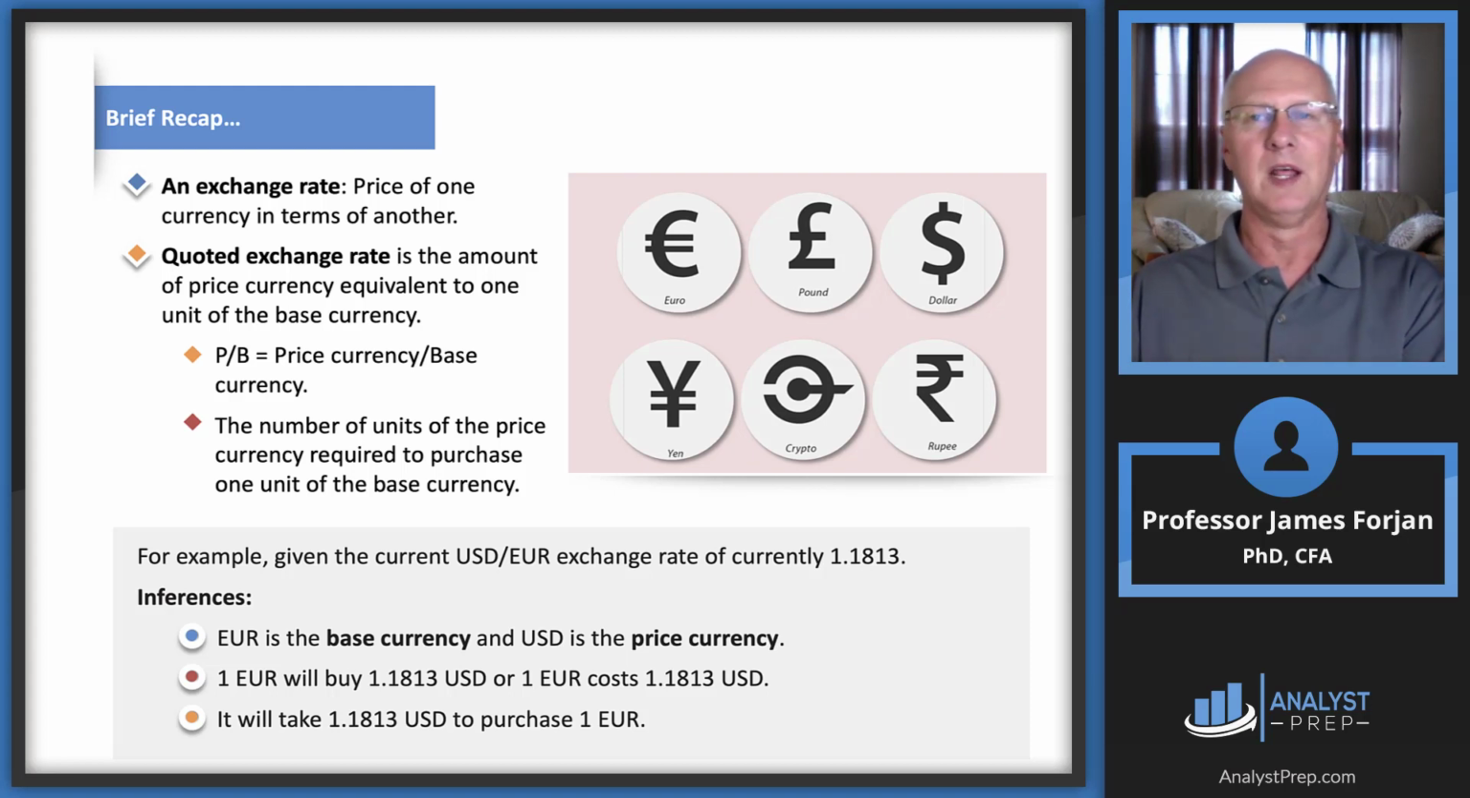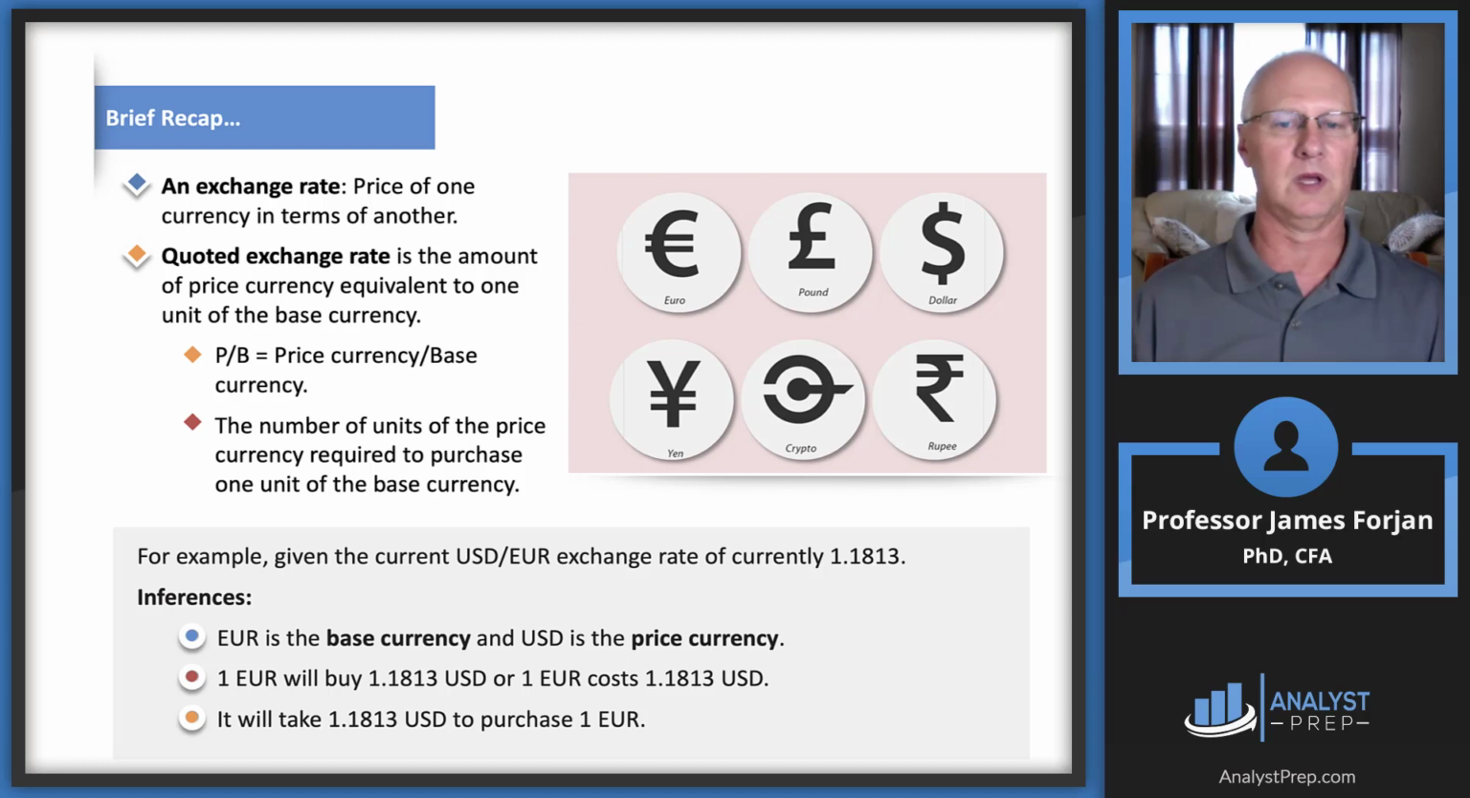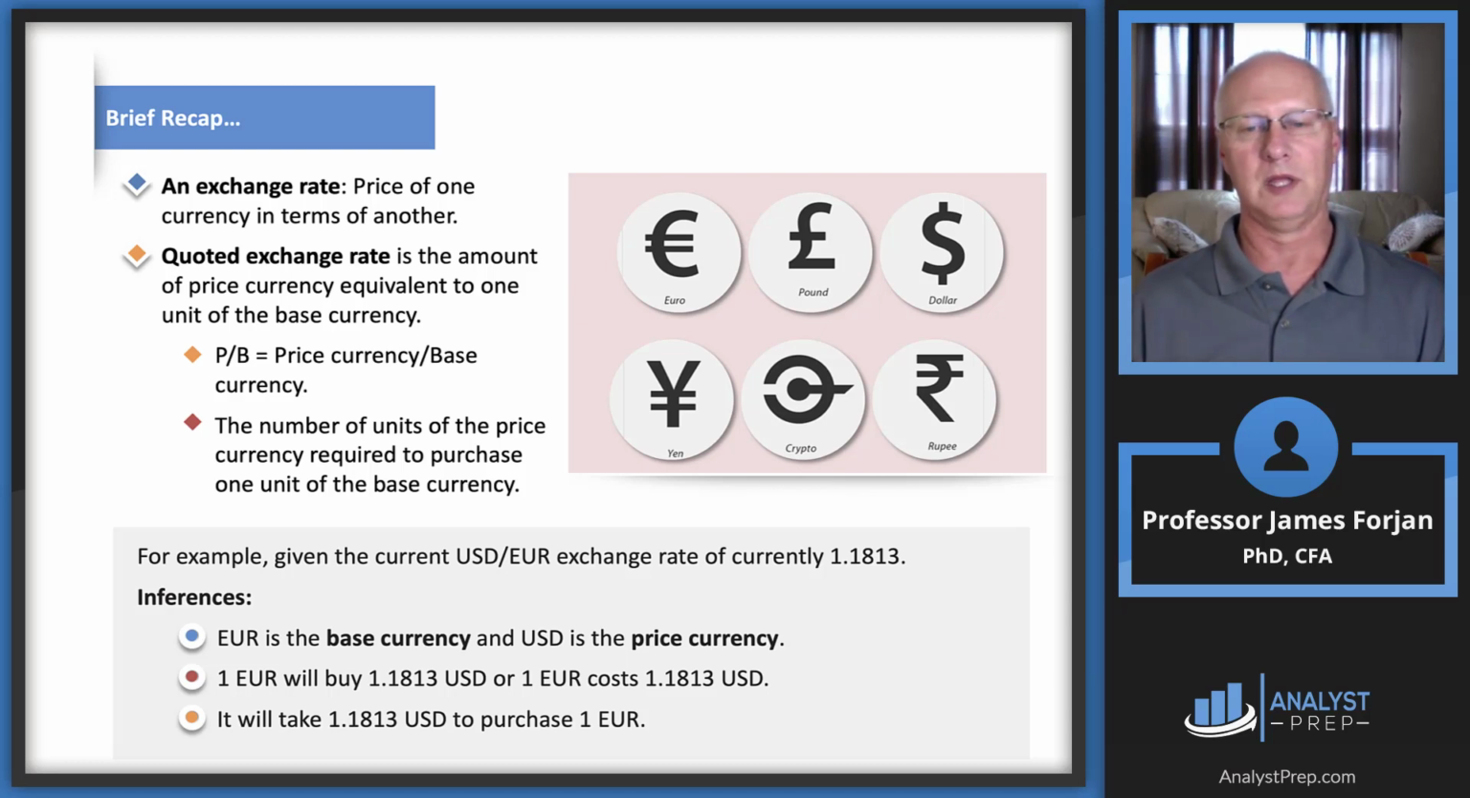Think of it this way, right? When I go to buy a tomato, maybe it's $2.10 one week, maybe it's $1.95 another week. So that numerator price can change, but the base currency, the tomato, or in this case the euro, is constant.